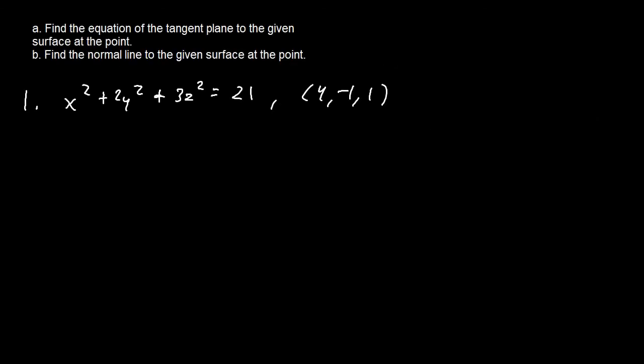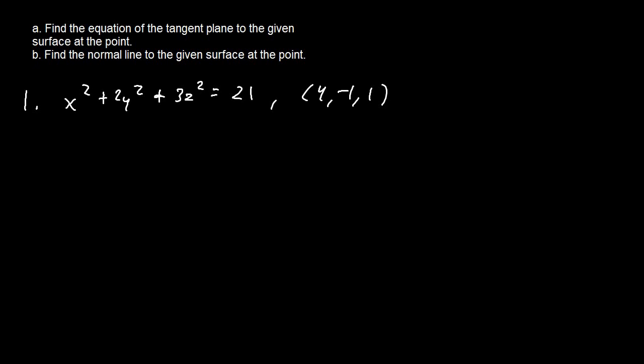So for this problem, we have to find the equation of the tangent plane to the given surface at the point, and then find the normal line to the given surface at the same point. So for number 1, we have x squared plus 2y squared plus 3z squared equals 21, and then the point is (4, -1, 1).